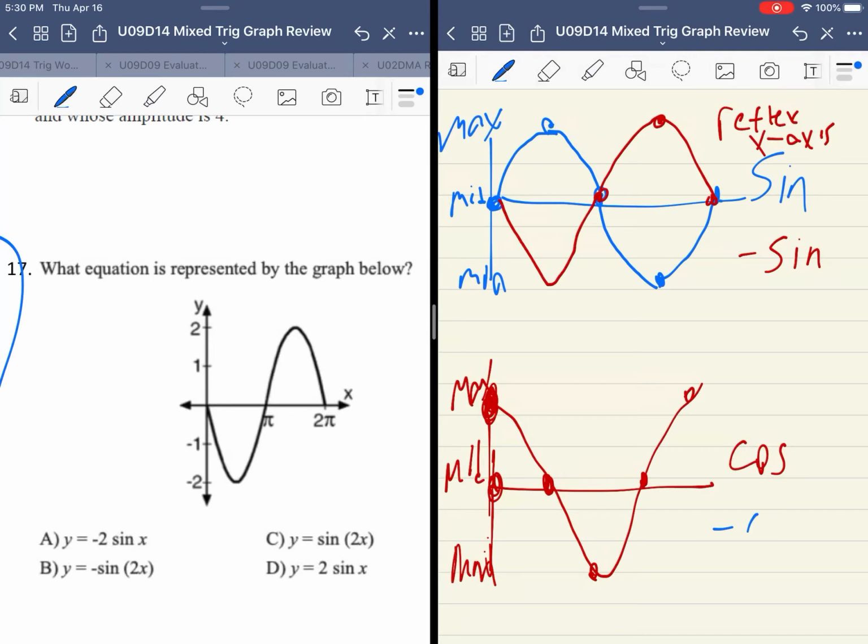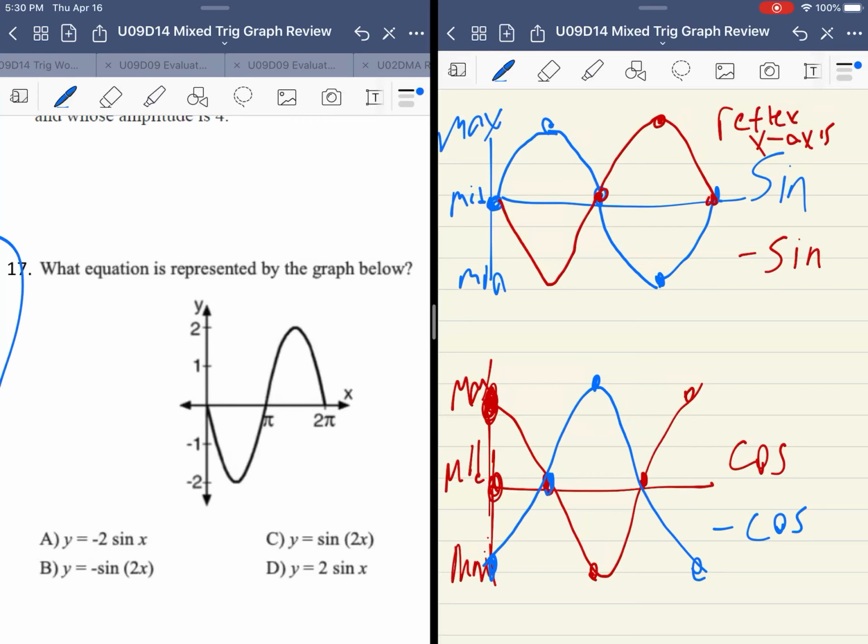Now the reflected graph is negative cosine. So if there's a negative value for a, the graph will begin at the minimum, then go to the midline, then to the maximum, back to the midline, and down to the minimum. So the graph will look more like this. So that's determined by the amplitudes.